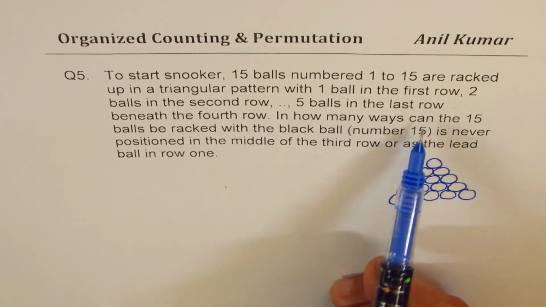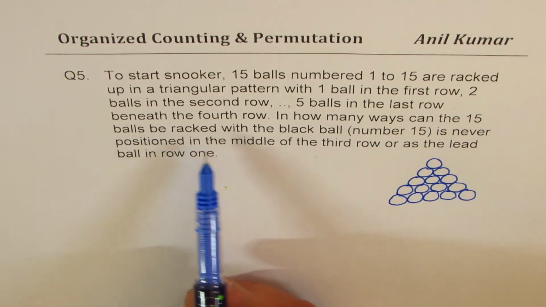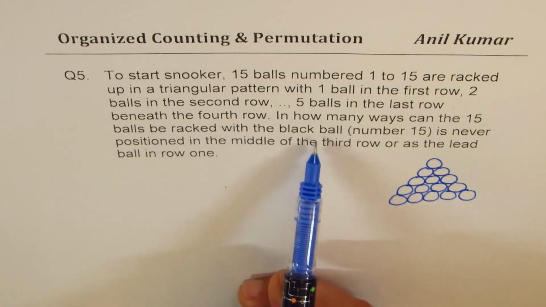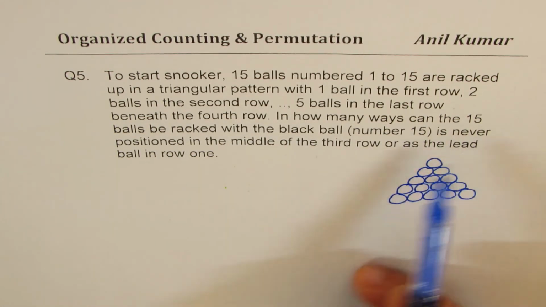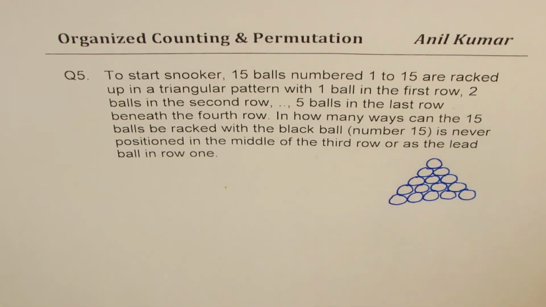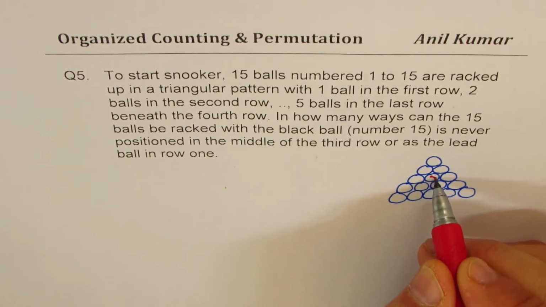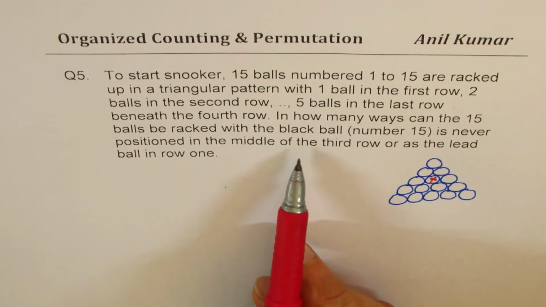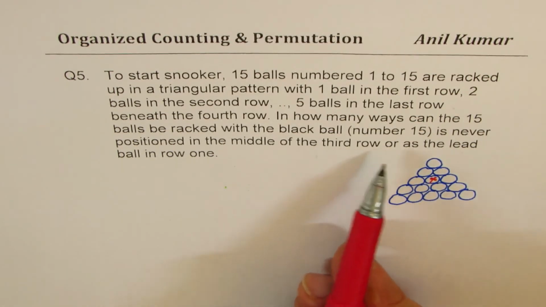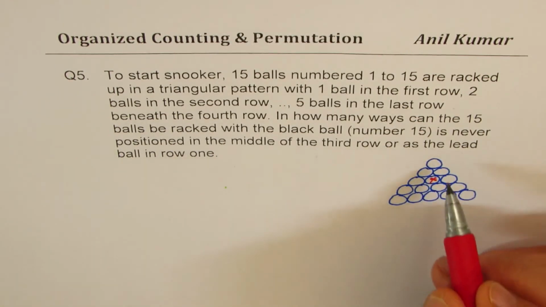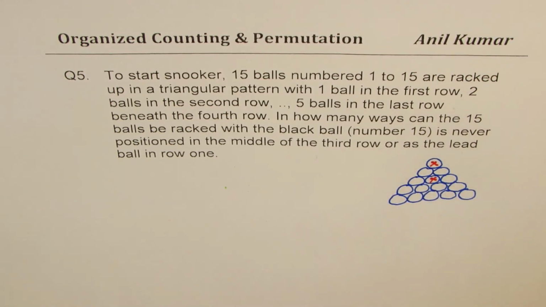In how many ways can the 15 balls be racked with the black ball, which is number 15, never positioned in the middle? So we do not want that ball in the middle. So we do not want this here in the 3rd row, or as the lead ball in row number 1. So we do not want ball number 15 in these 2 positions, correct? That is the question for you. So how do we do it?